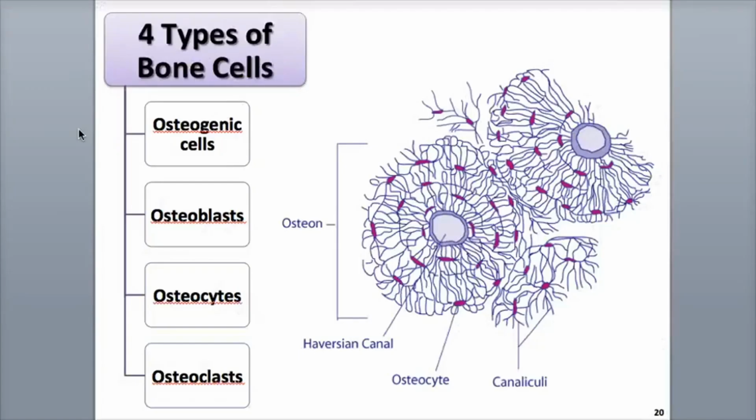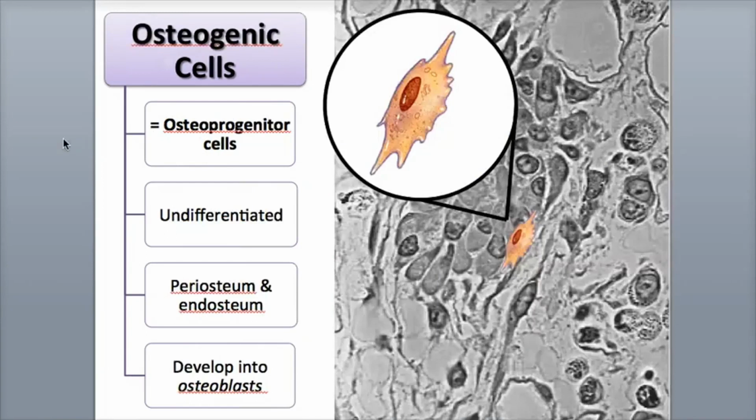There are four main types of cells found in bone tissue: osteogenic cells, osteoblasts, osteocytes, and osteoclasts. Osteogenic cells, also called osteoprogenitor cells, are connective tissue stem cells that are undifferentiated, which means they're unspecialized. They are produced from mesenchyme tissue, which is the source of most of the body's connective tissues.